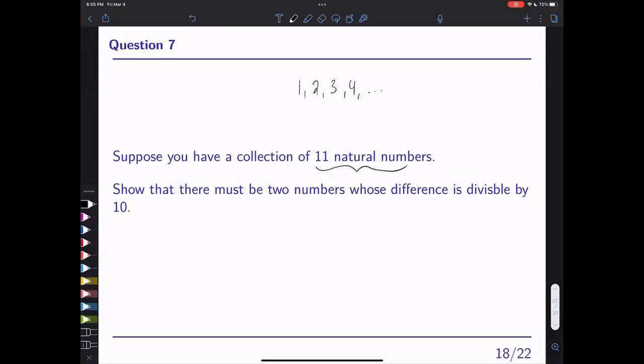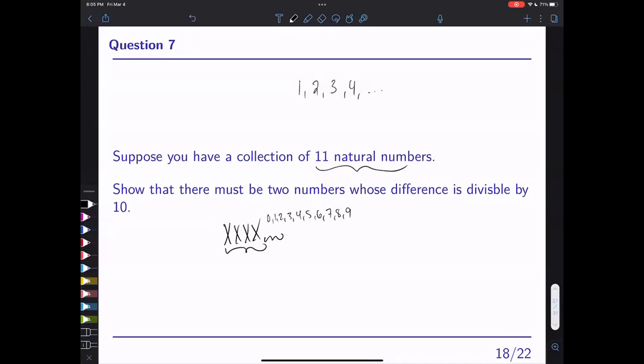We'll give you a starting point. We don't know how big those natural numbers are. But any natural number, its last digit must be either a 0, a 1, a 2, a 3, a 4, a 5, a 6, a 7, an 8, or a 9. I don't particularly care about what comes in front. All I know is it ends in 0, 1, 2, 3, 4, 5, 6, 7, 8, or 9.